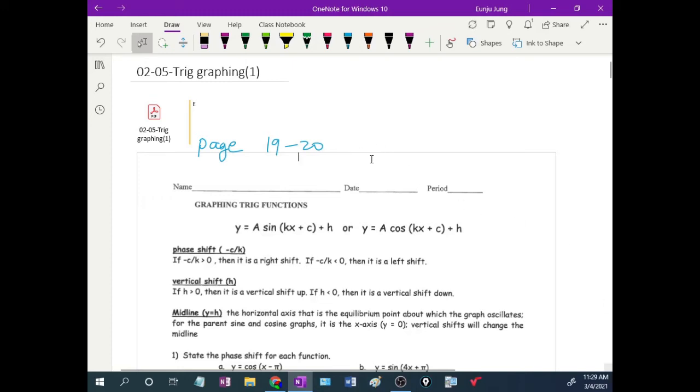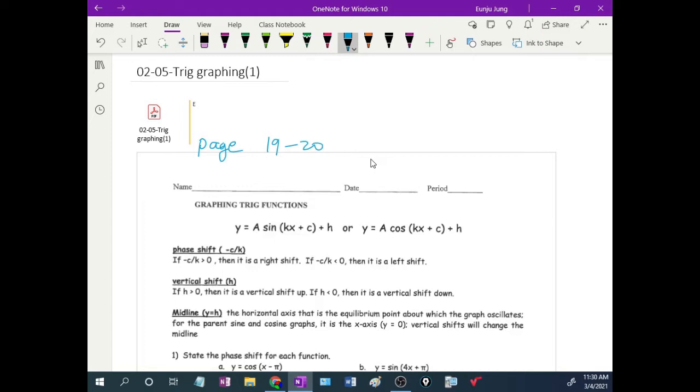In this video, we'll review sinusoidal functions briefly. Page 19 and 20 on your handout. So let's say we have a sine function or cosine function written with the coefficient a and plus h at the end, and inside of the input parentheses, it can be written this way, okay?